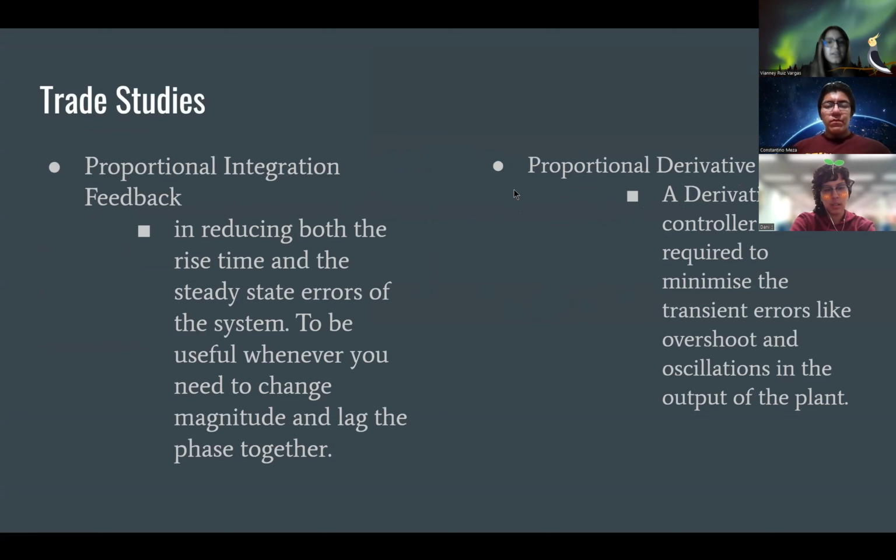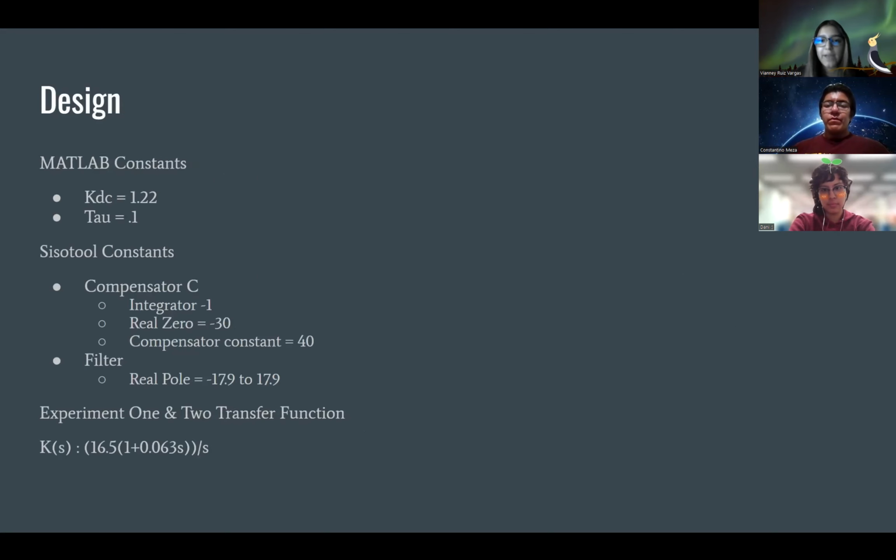For our trade studies, we had proportional integral feedback and proportional derivative feedback. For proportional integral feedback, we found that it reduces both the rise time and the steady state error of the system, and is useful whenever you need to change the magnitude and lag of the phase together. For proportional derivative feedback, we found that a derivative controller is required to minimize transient errors like overshoot and oscillations in the output of the plant.